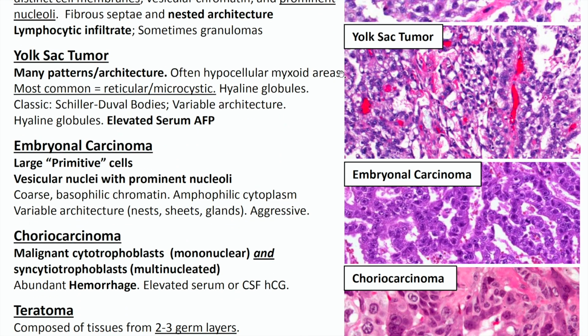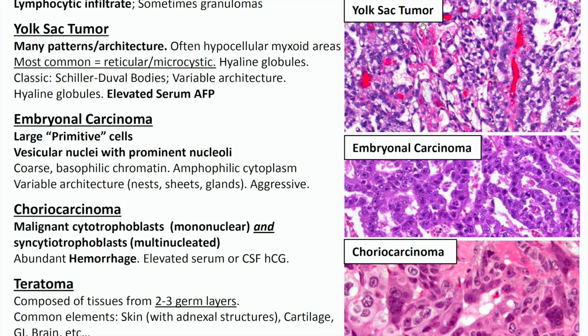Next up, yolk sac tumor. This can have many patterns and architecture, often has hypocellular myxoid areas, and most commonly you're going to have this reticular microcystic background with hyaline globules and those classic Schiller-Duval bodies in the hyaline globules, as I mentioned. And you can also have elevated serum AFP.